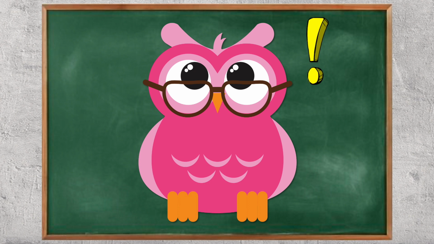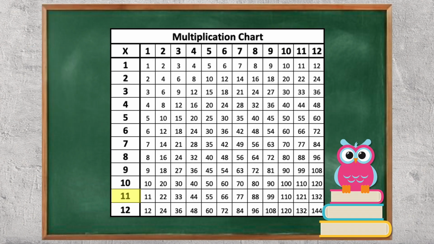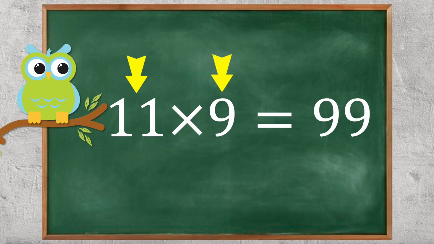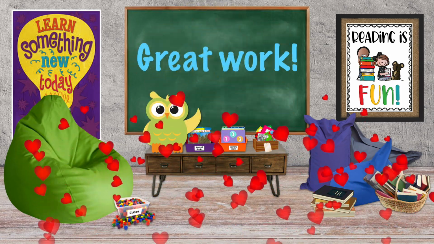One more. What's 11 times 9? Find 11 on the left. Find 9 across the top. Find where they meet. They meet at 99. 11 times 9 equals 99. Wow, that was great work.